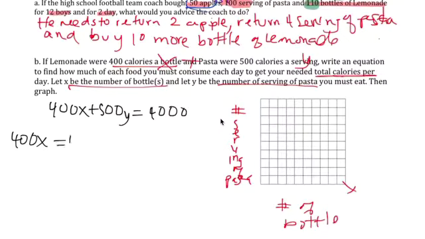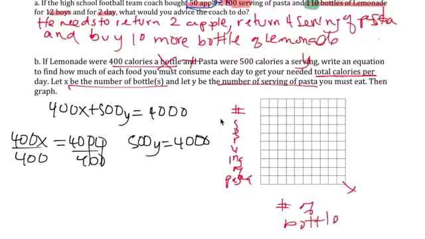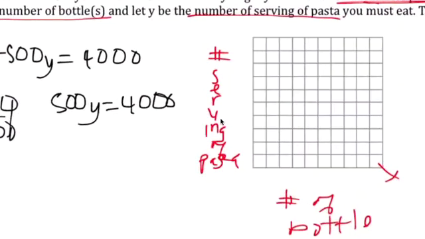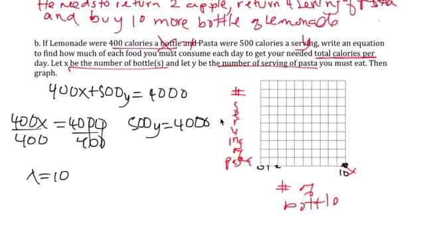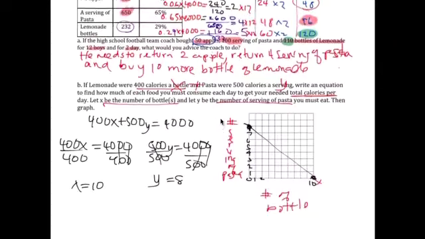400x equals 4,000, 500y equals 1,000. Okay, and divide by 400, you get 10. Which is right here, 0, 1, 2, and then divide by 500. Two, 3, 4, 5, 6, 7, 8. Connect the dots, there goes your graph. And that's it for your homework.